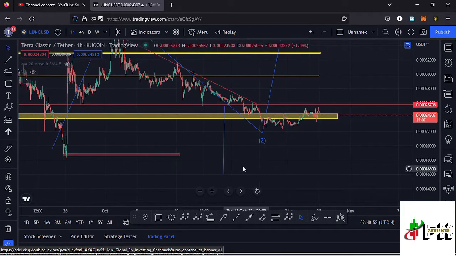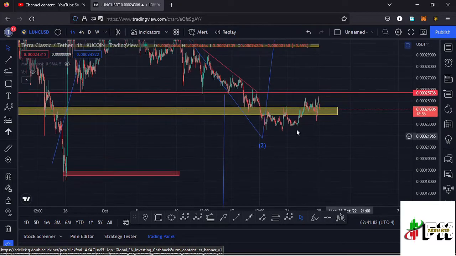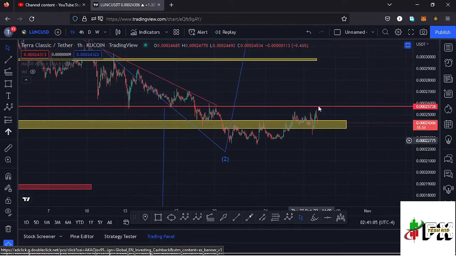So I hope LUNC could see continued lower prices to get us back to this low that I have drawn out here on this chart, and we are going to see a very nice bounce to the upper side once we manage to break above this key area of resistance that we are trading within over here.